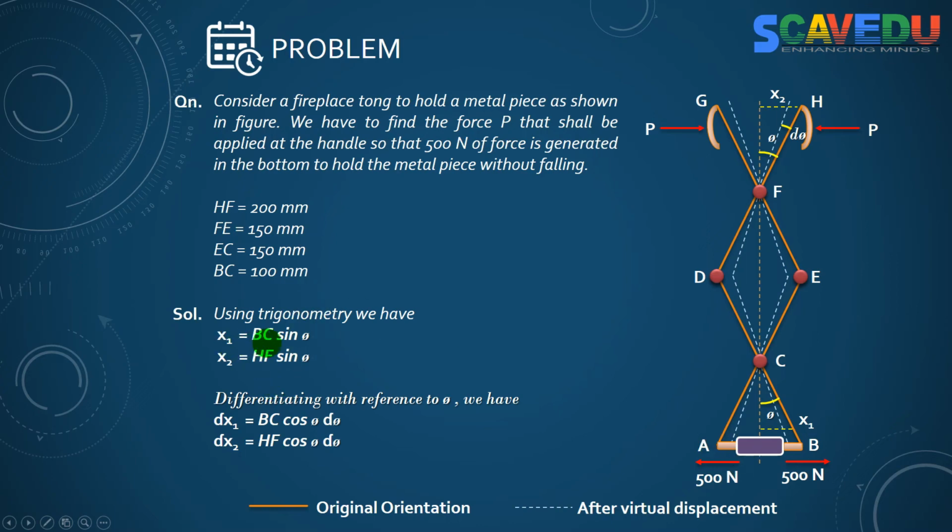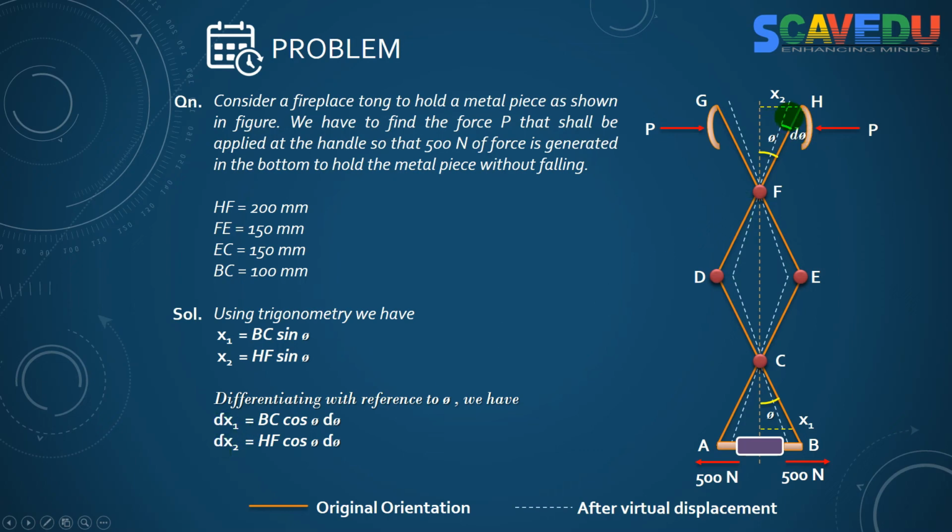Now we know x1 is BC sine theta, x2 is HF sine theta. Now let us differentiate this value with reference to theta. So you get dx1 is equal to BC cos theta d theta, and dx2 is equal to HF cos theta d theta. I assume that you know how to differentiate sine theta, because the derivative of sine is cos. That's why we get cos theta here, and BC and HF are constants, and d theta is a differential term here. So see, we got the values dx1, dx2.